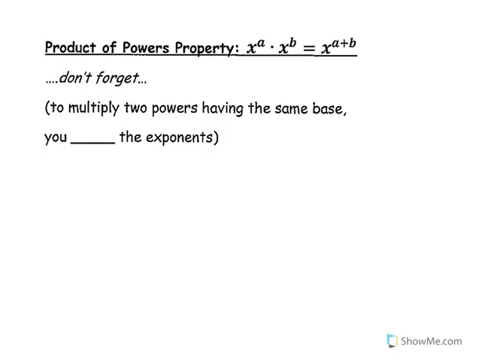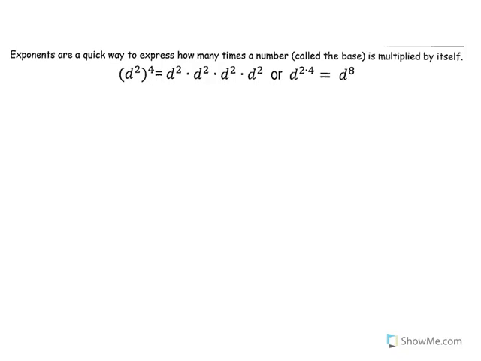So, when the bases are the same, you add the exponents. Okay? So that's what we did all yesterday. Right now, exponents are a quick way to express how many times a number called the base is multiplied by itself. So right now, I have d squared, but I have it 4 times. So this d squared right here, I need to write it 4 times. 1, 2, 3, 4.